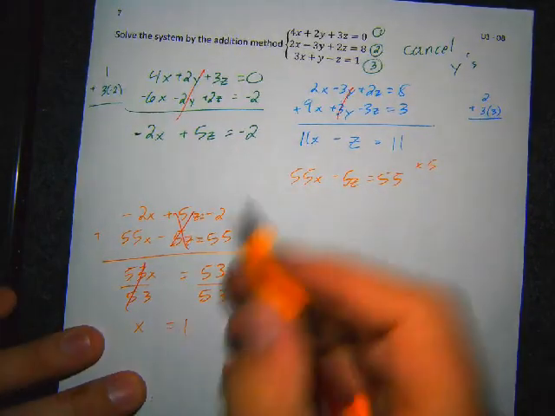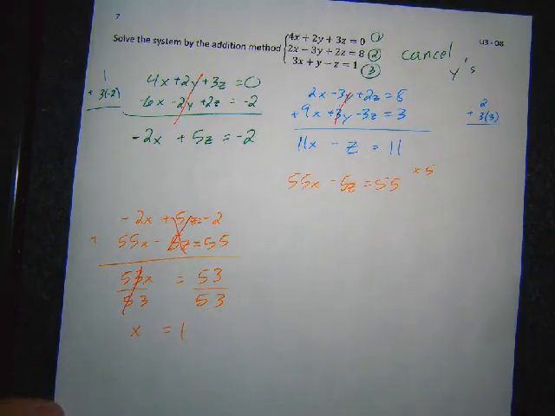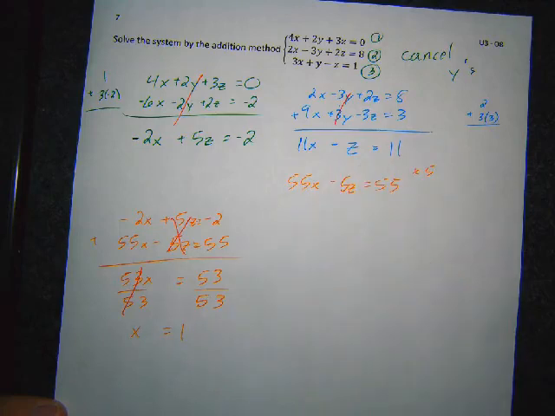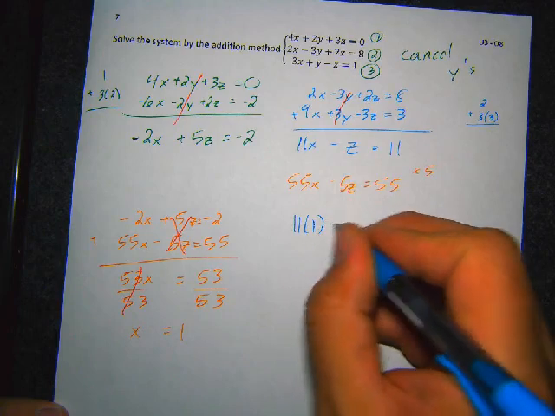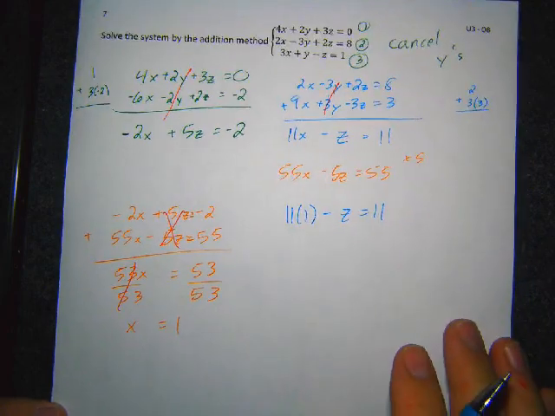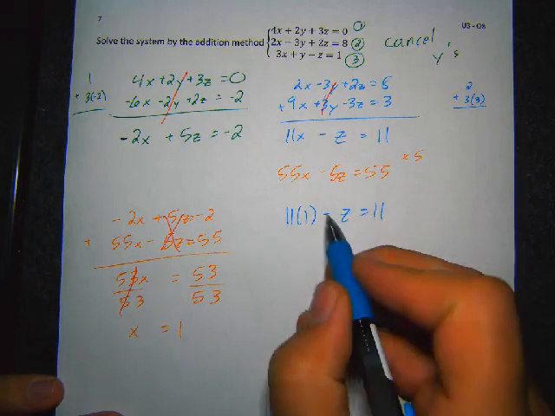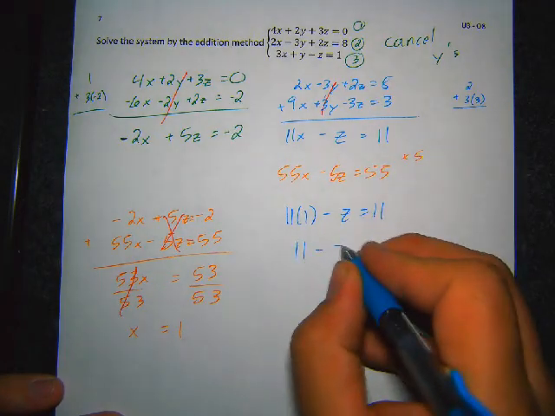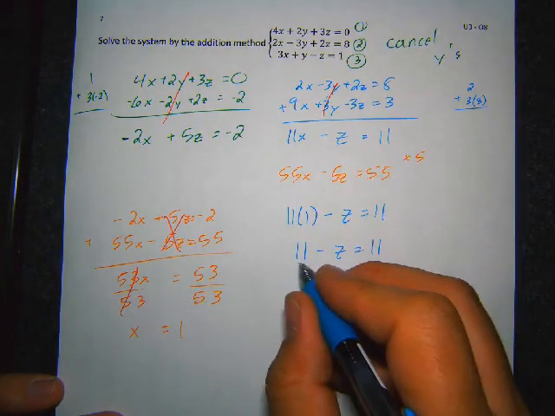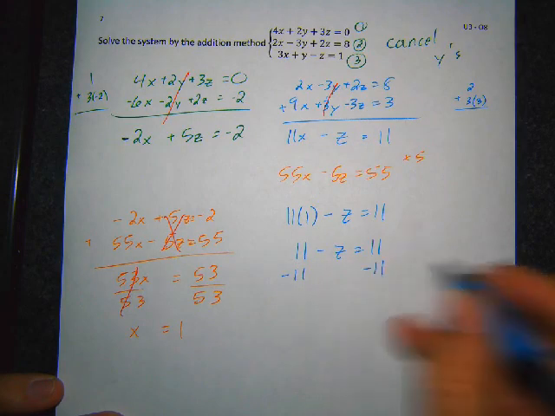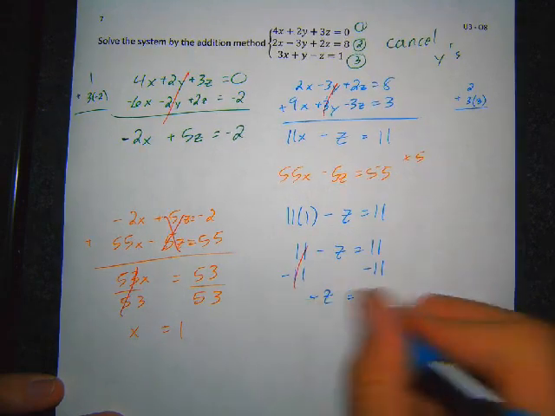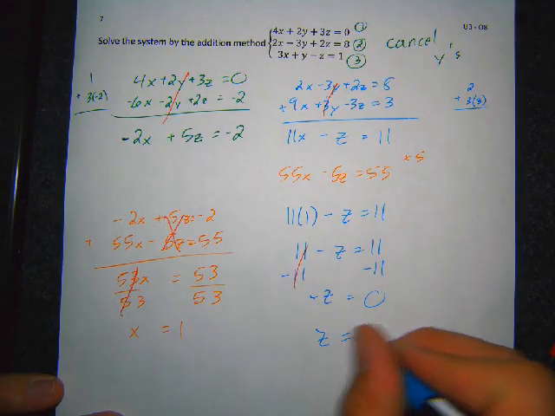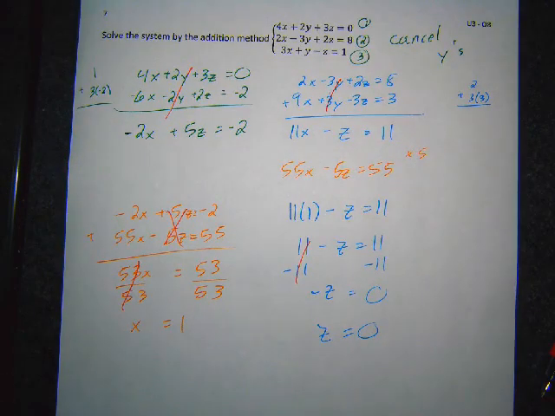Once we got x, we can go ahead and plug it back in, find z. I'll go ahead and plug it into this one. You can plug it into any one you want. I'm going to plug in 1 for x. So I get 11 times 1 minus z equals 11, and try and solve that one. So 11 times 1 is just 11. So I get 11 minus z equals 11. If I subtract 11 from both sides, negative z equals 0. If negative z equals 0, well then so does positive z, right? Because 0, when you make it negative, doesn't change. So z is 0.